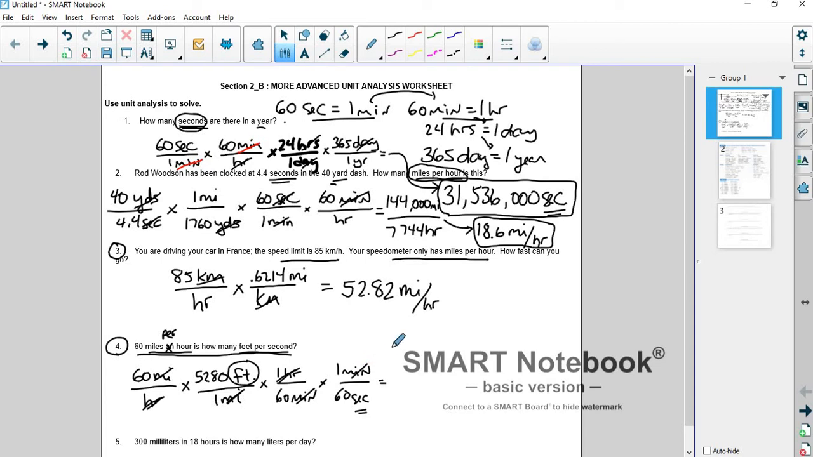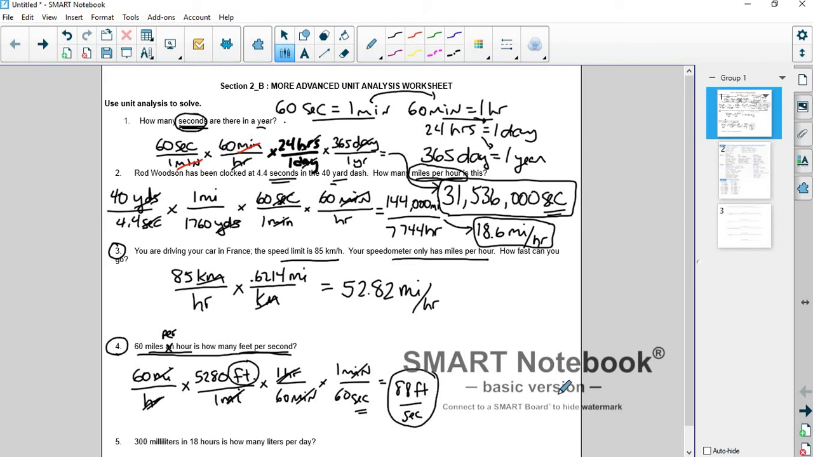60 times 5,280 divided by 60 times 60. Make sure you put that into a group in your calculator, and you get 88. 88 feet per second.